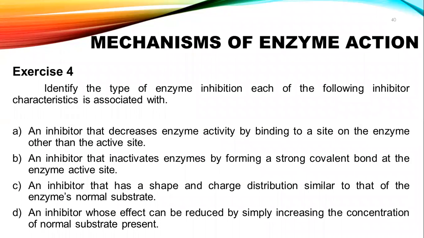Identify the type of enzyme inhibition in each of the following inhibitor characteristics associated with an inhibitor that decreases enzyme activity by binding to a site on the enzyme other than the active site. What kind of inhibition is this? Letter A. Reversible competitive or non-competitive inhibition?